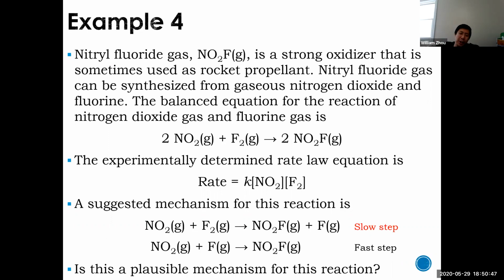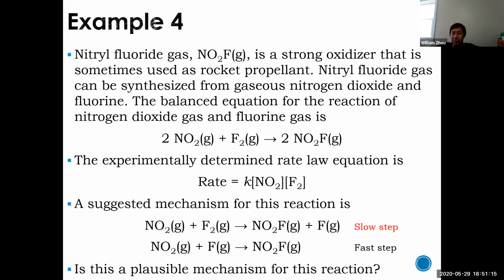And somebody determined the rate law in a very dangerous experiment because there's NO2 and F2, both of which will kill you, but he did it, or she. Rate is k[NO2][F2], all right? They're both first order. So somebody suggested a mechanism for this reaction. Now, suggested, because we don't know what the mechanism is, but here's an idea. I'm just going to pitch it out there, right? I think the mechanisms are as follows.